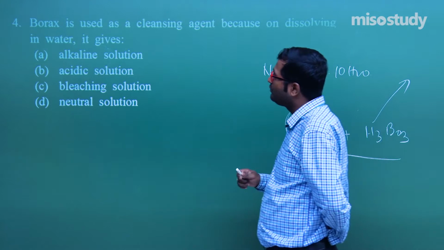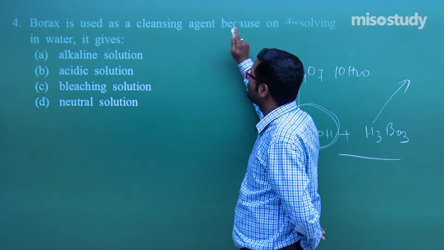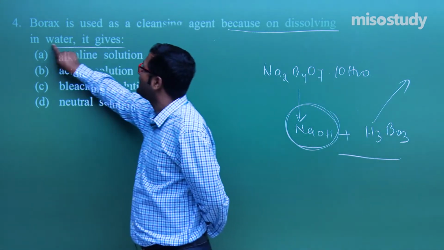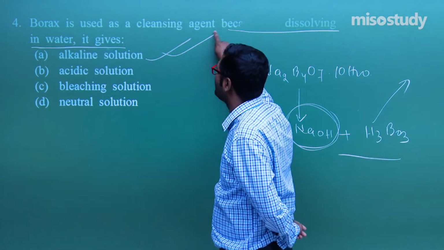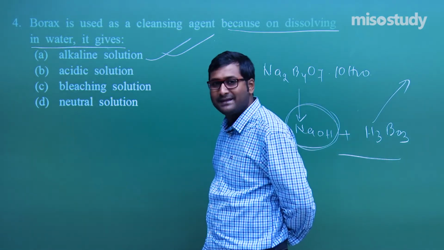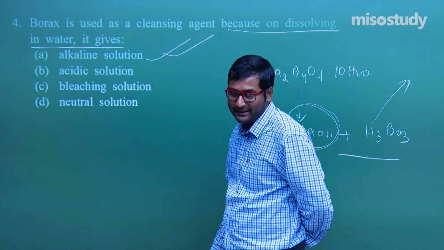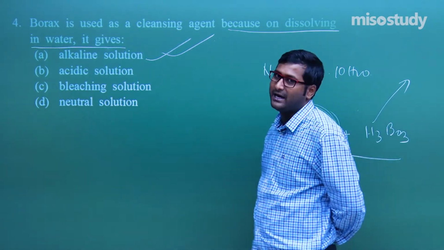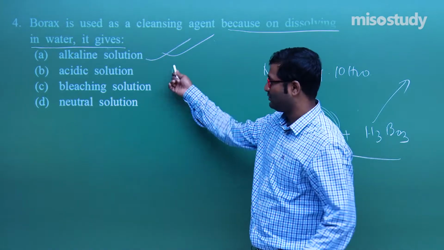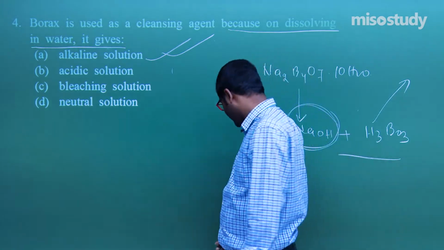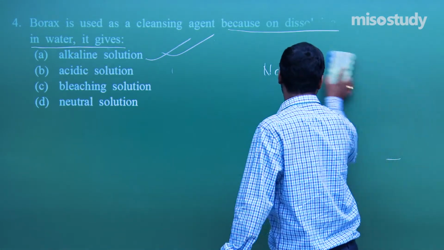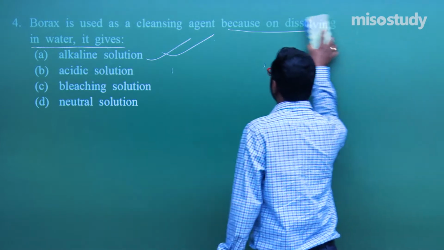So in this question we say borax is used as a cleansing agent because on dissolving in water it gives an alkaline solution, because it forms a strong base and a weak acid. The strong base is NaOH and the weak acid is H3BO3. So we can easily say the solution is alkaline in nature. Now I'm going to rub this part and we'll discuss the next question. Wait for a moment.